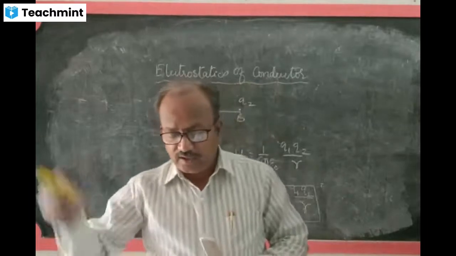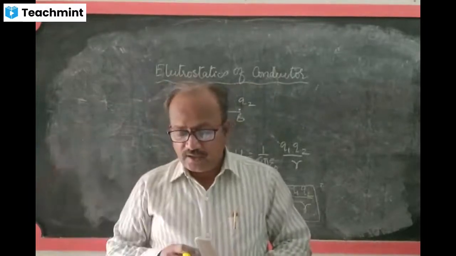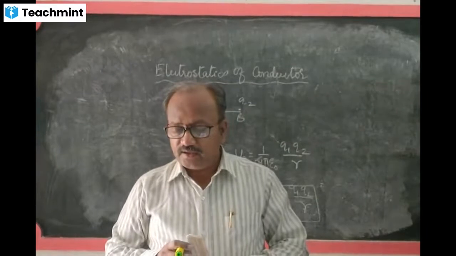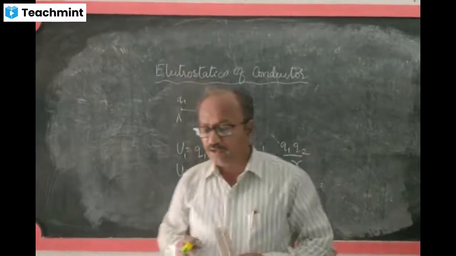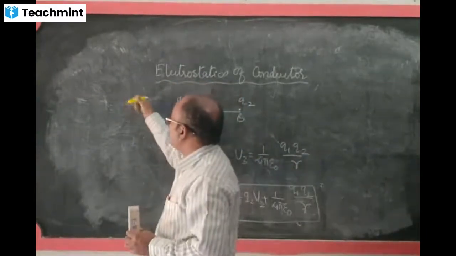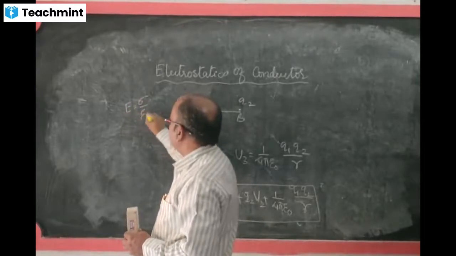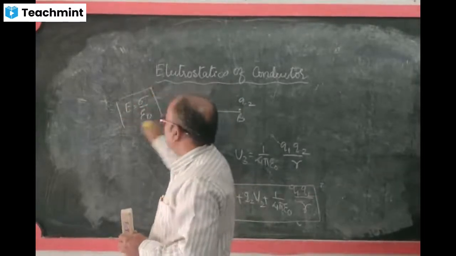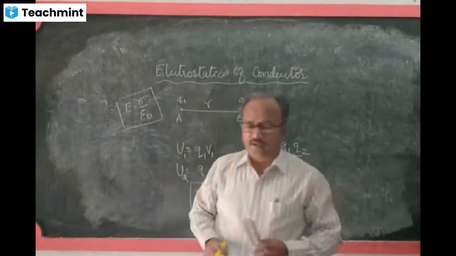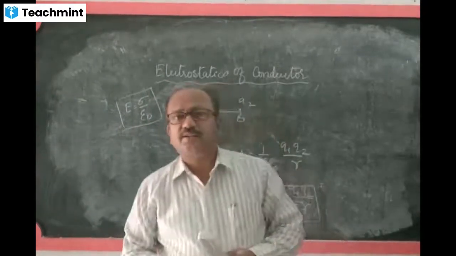Next, the electric field at the surface of a charged conductor is E is equal to sigma by epsilon naught. That is, E is equal to sigma by epsilon naught. This is the electric field on the surface of a charged conductor.